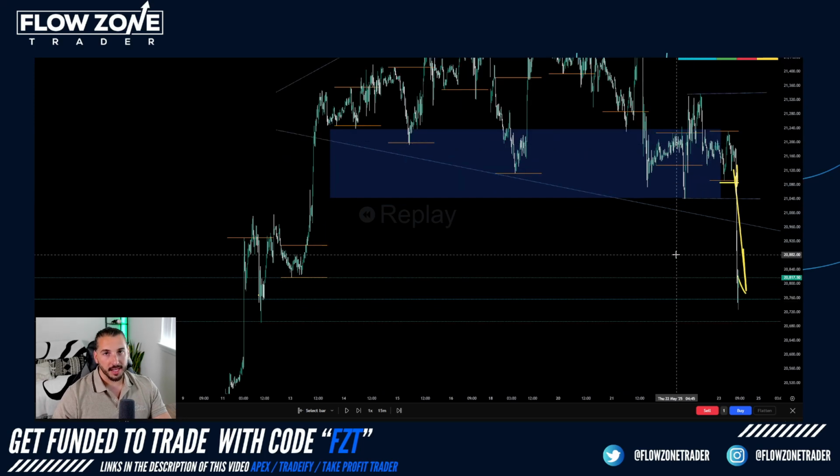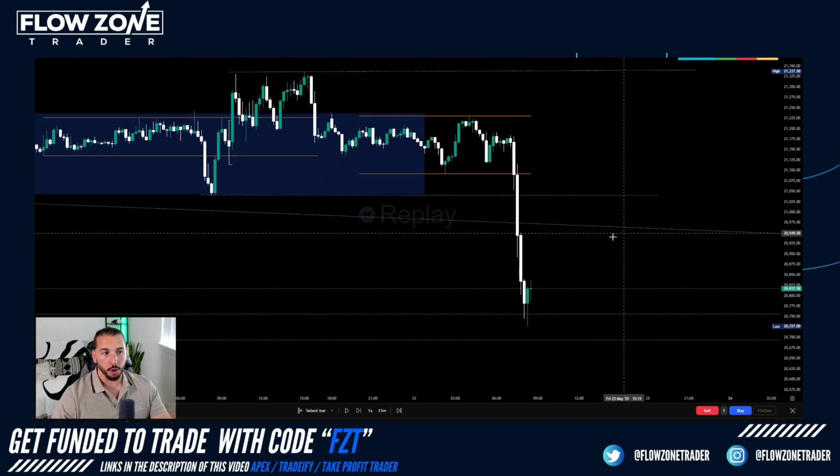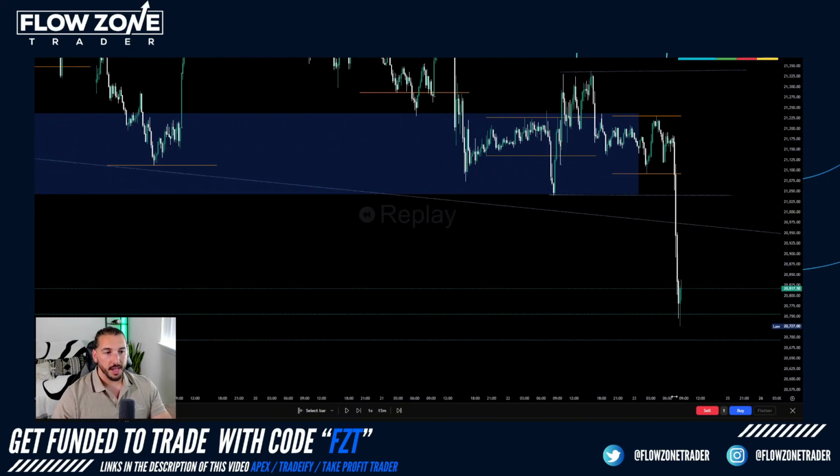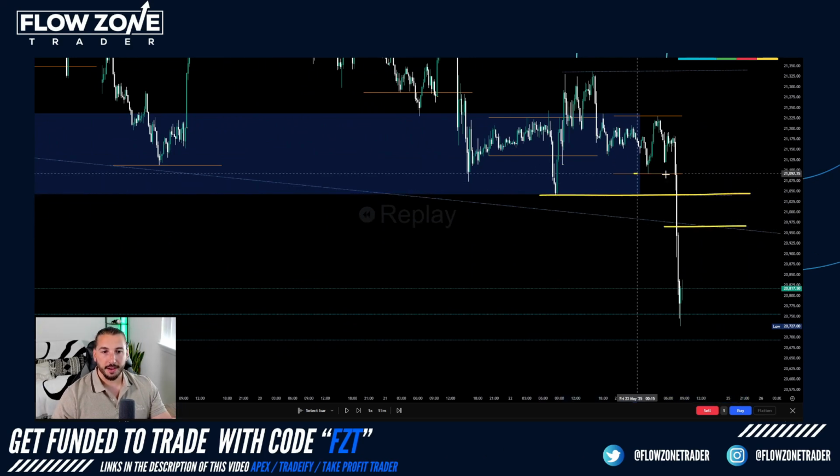Now, the unfortunate thing is, after this move's done, there's not much else to do. We're now really waiting for a pullback to get short. Where are the opportunities for the pullback? It's probably going to want to balance back into some of these levels.